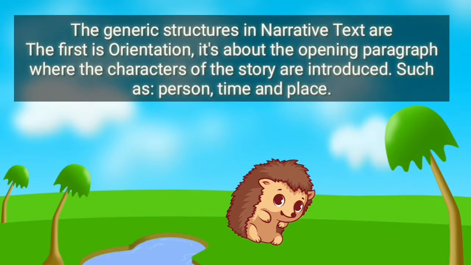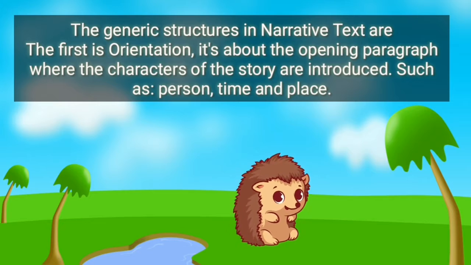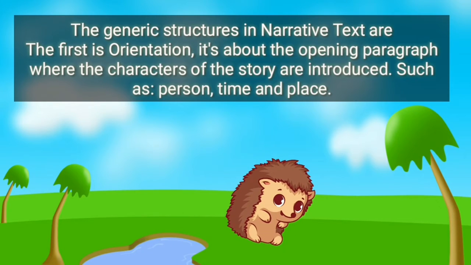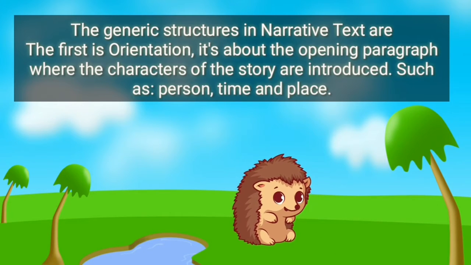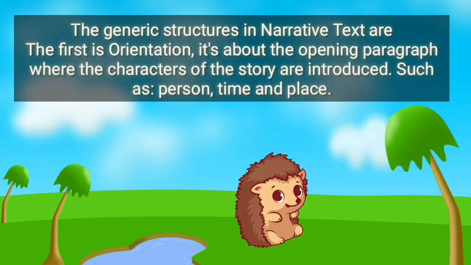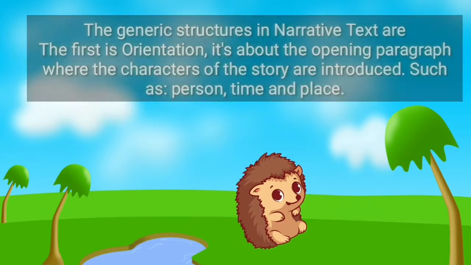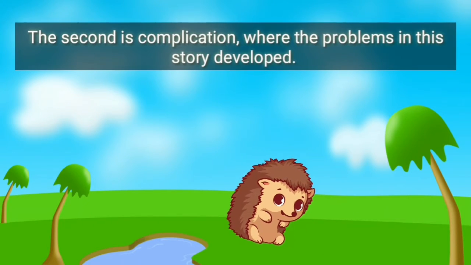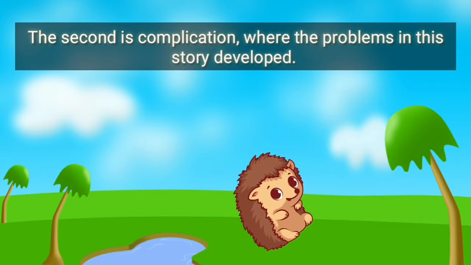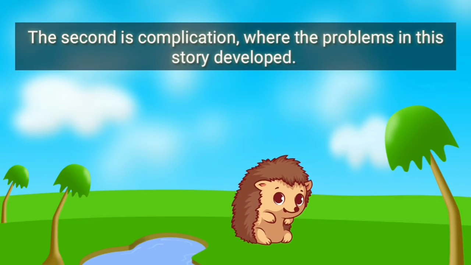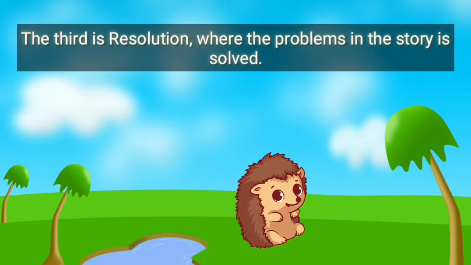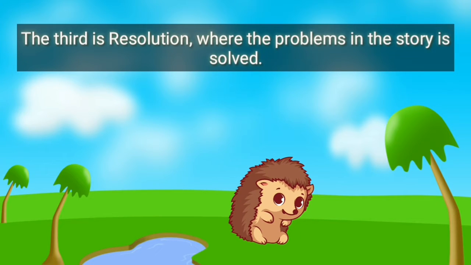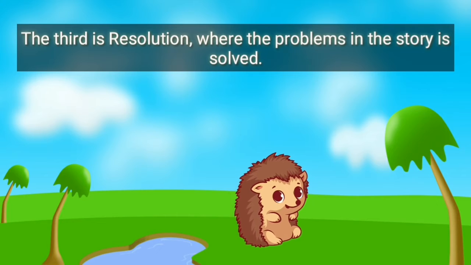The generic structures in narrative text are: the first one is the opening paragraph, where the characters of the story are introduced, such as person, time, and place. The second is complication, where the problems in the story are developed. The third is resolution, where the problems in the story are solved.